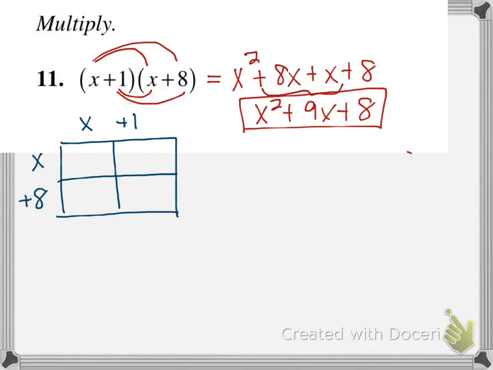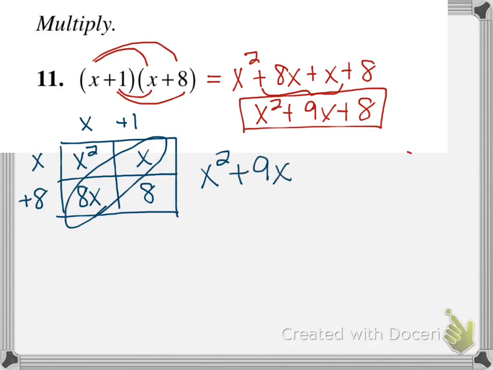And now you just take and you fill in the boxes. So I've got x times x would go in this box, x squared. 1 times x would be x. X times 8 would be 8x, and 1 times 8 is 8. And this doesn't happen all the time, but most of the time your like terms fall on the diagonal. And so I have my original x squared. I can combine 8x plus x and get 9x. And then I have my lone 8. So that's the box method.